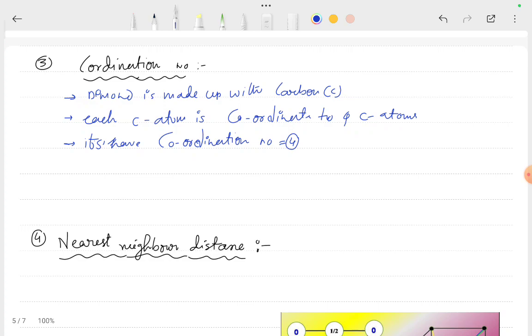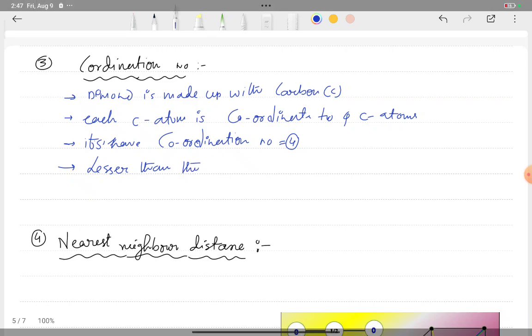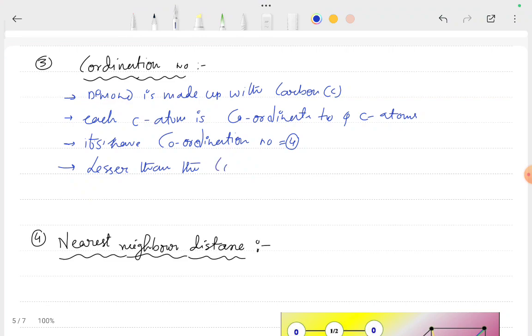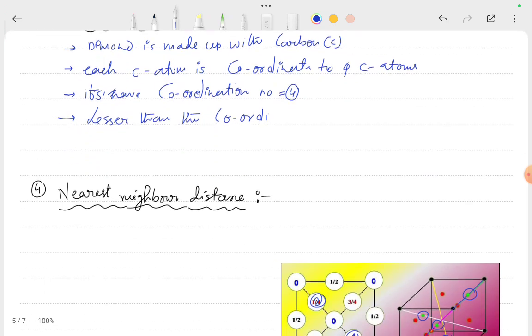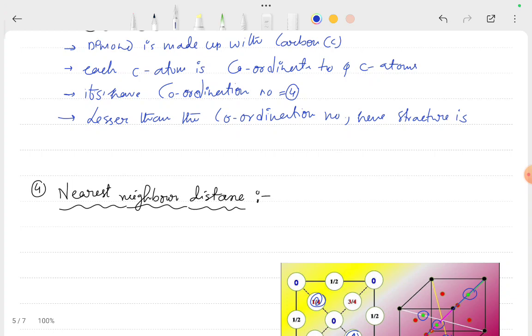So the lesser the coordination number, hence the structure is loosely packed. Okay, loosely packed. Next point is nearest neighbor distance.